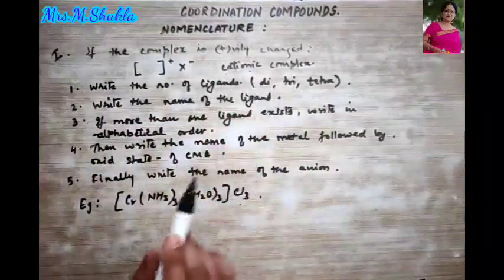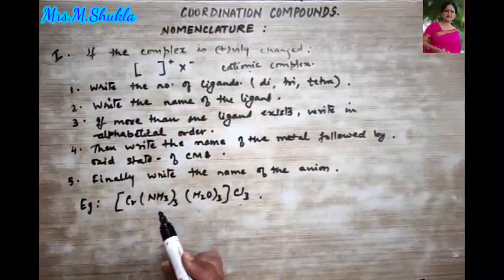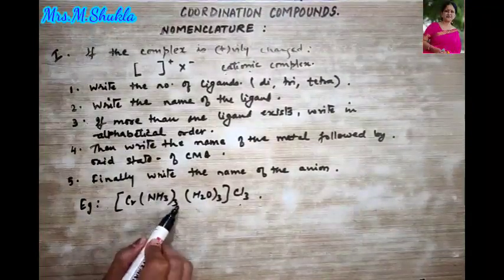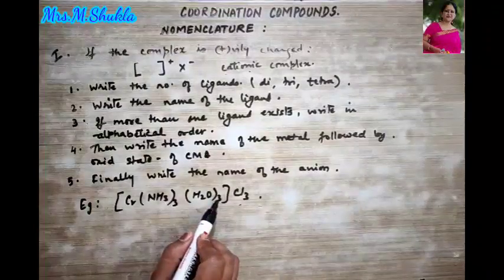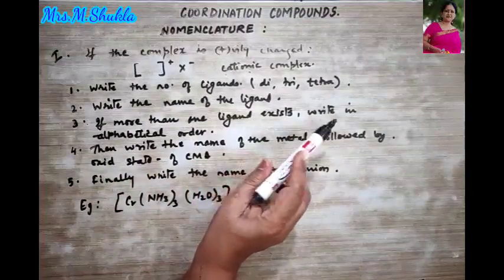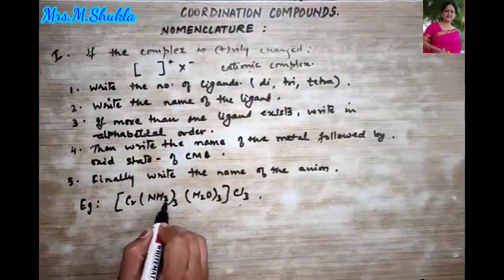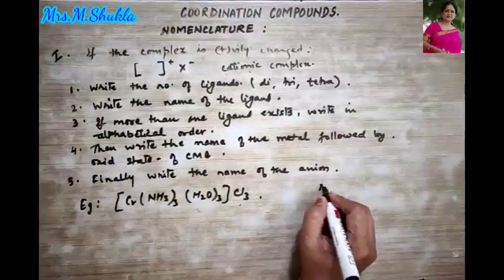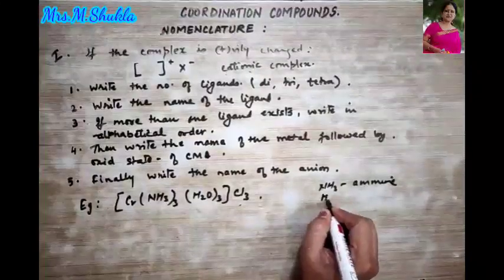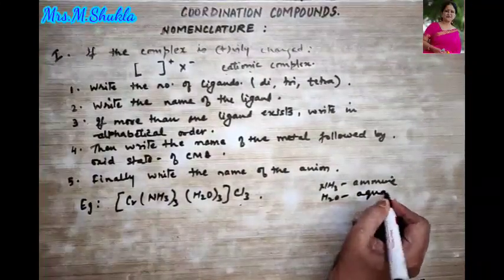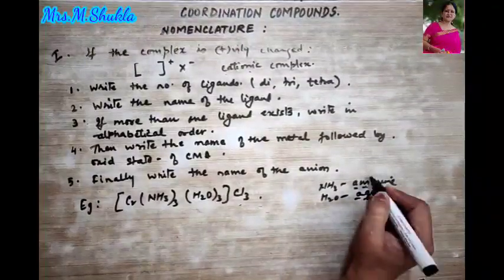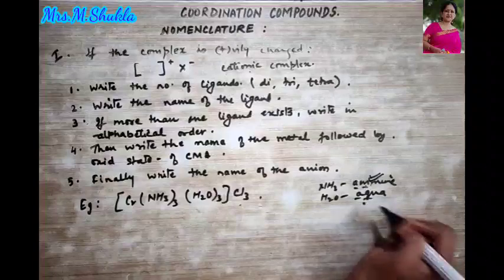Write the number of ligands. Now how many ligands are there over here? Right, 2 ligands are there. Now look at the first ligand. It is 3 and over here also it is 3. Then what does it say? That if there is more than one ligand, then write them down alphabetically. NH3, what is the name of NH3? NH3 is amine, isn't it? And what is H2O? This is aqua. Both start with A. Then see the next one, M or Q. M. So this will come first and this is going to come next.